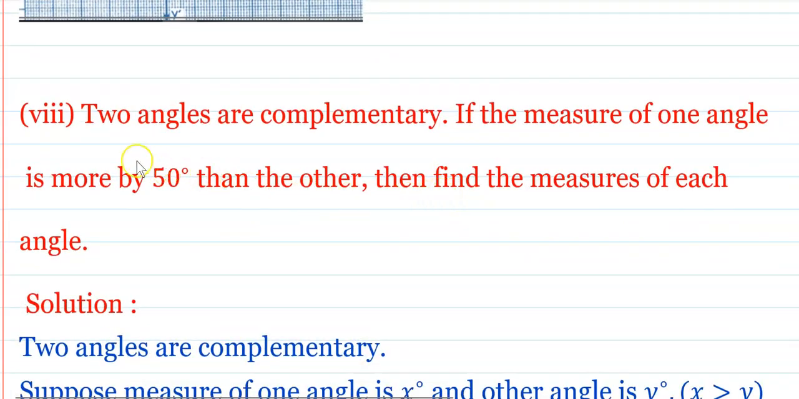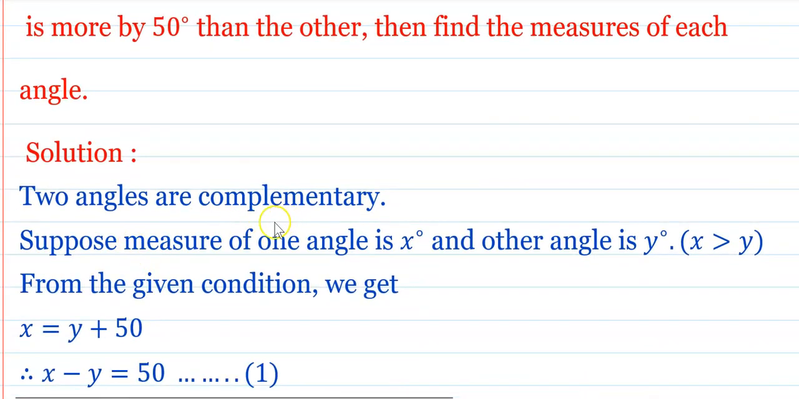Now we'll take the next question. Two angles are complementary. If the measure of one angle is more by 50 than the other, then find the measures of each angle. Okay. Two angles are complementary. Suppose the measure of one angle is x degree, measure of other angle is y degree, x is greater than y. Therefore, from the given condition, x is equal to y plus 50.